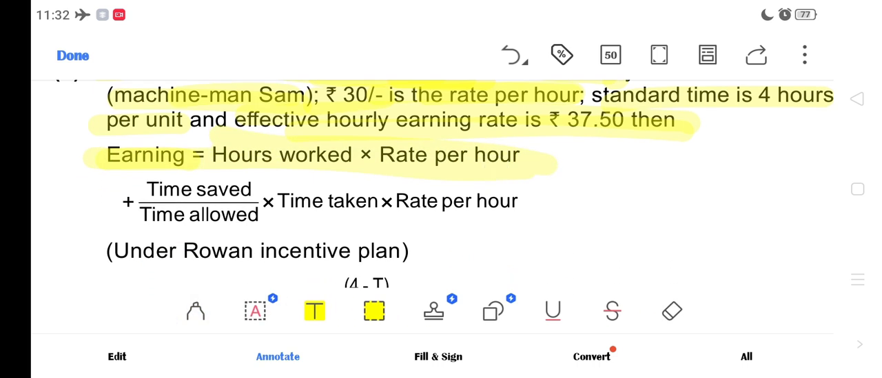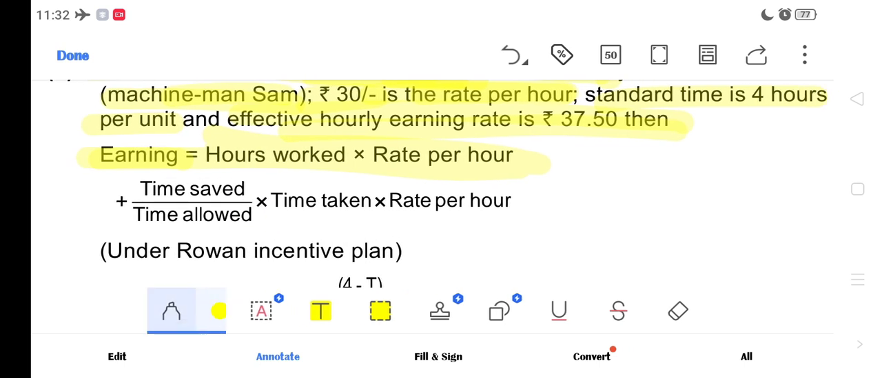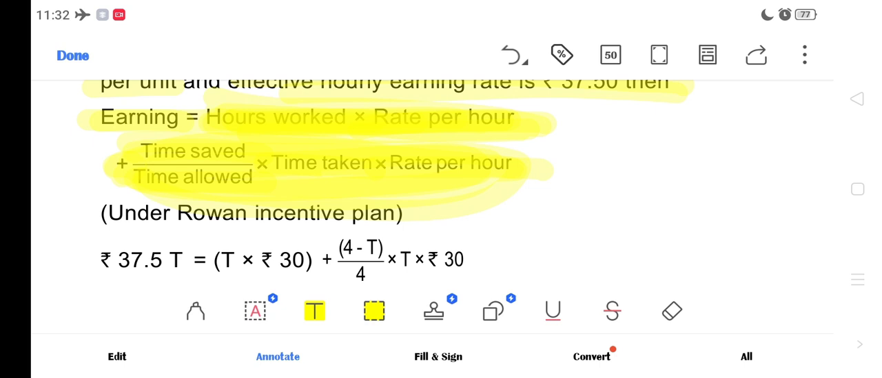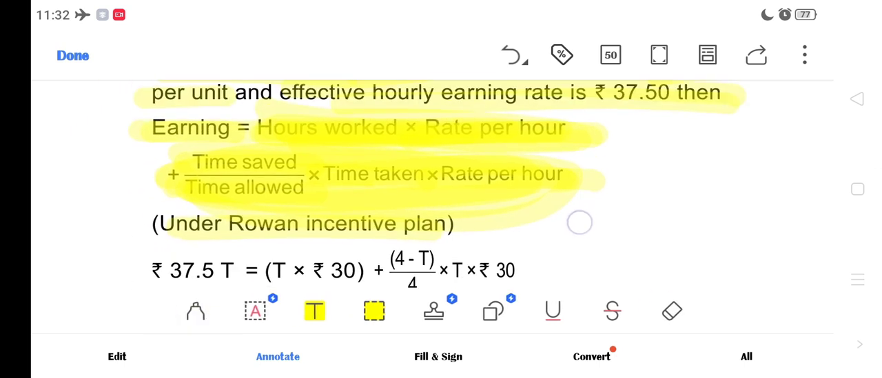So you tell me the formula of Rowan incentive plan. Time that we have worked, that means hours worked into rate per hour, plus time saved by time allowed into time taken into rate per hour. This is the bonus part only under Rowan scheme. And this is the normal part, how many hours you have worked, as per that they'll give hourly wages only. So this is the bonus part of Rowan. In Halsey again this part changes, this is the same. This part only changes. Now under Rowan incentive plan only he has given. So what are the earnings, guys?